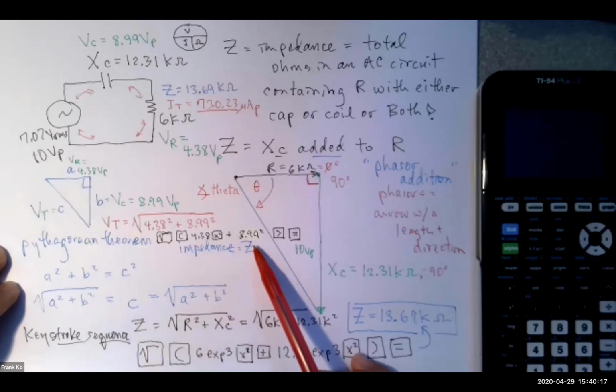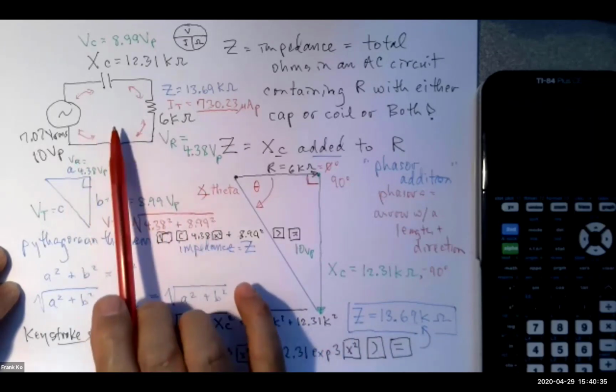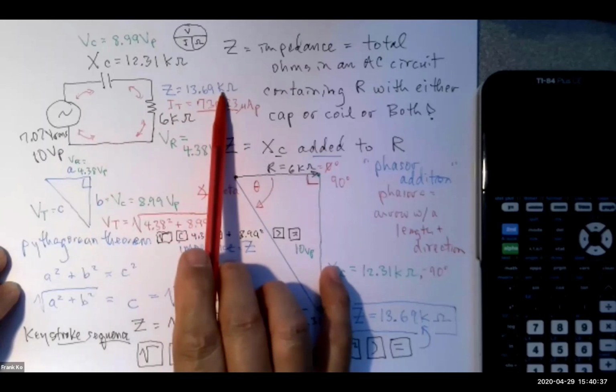However, using the specific lettering that we had here, the hypotenuse is replaced by Z for impedance, and the A squared plus B squared is replaced by R squared plus X sub C squared. Pop in all these numbers, we end up with an impedance of 13.69 kilo ohms. That is the total ohms for this circuit, 13.69 kilo ohms.